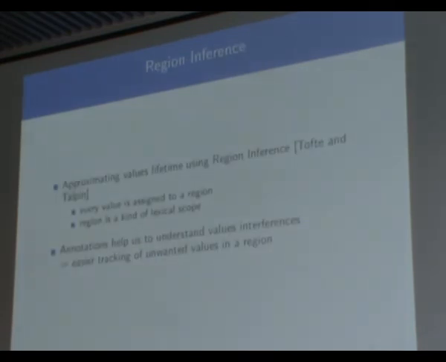Then we built a tool based on region inference by Tofte and Talpin that approximates the values' lifetime in our program. Basically, every value is assigned to a region, which is kind of a lexical scope. We then generate an annotations file, a file that contains annotations that help us to track values that we don't want in a region. So I'm going to show you an example.